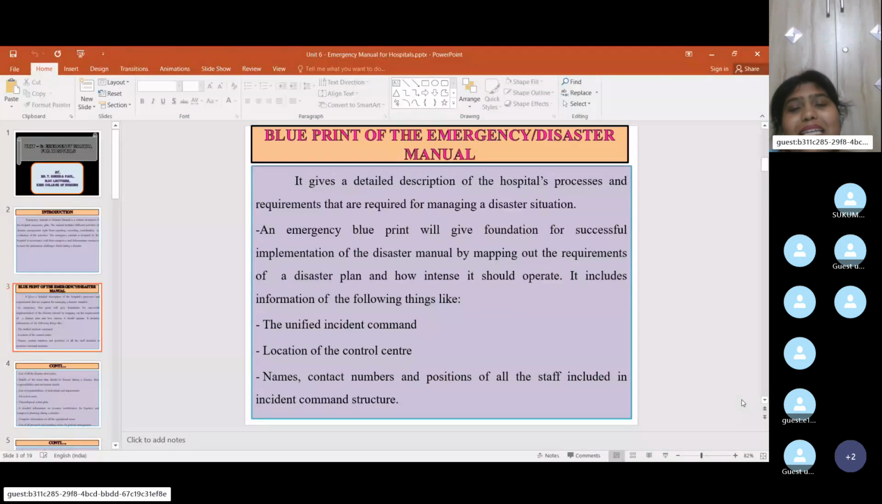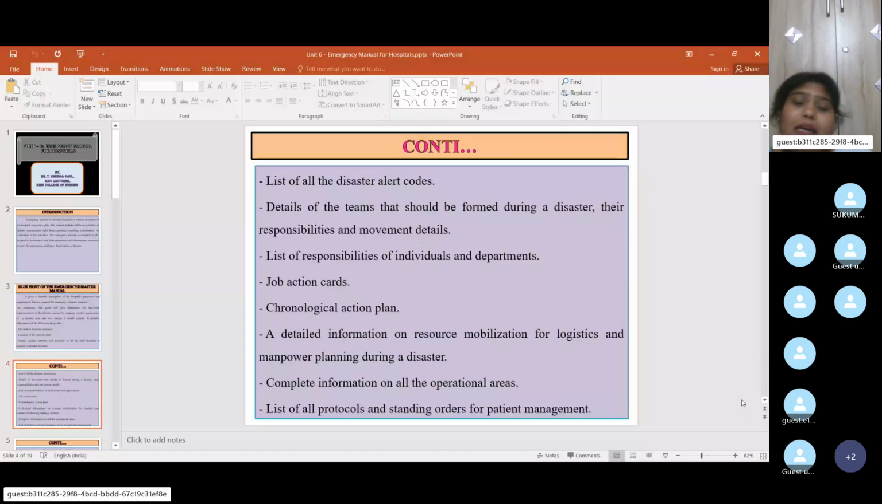So basically, this blueprint consists of a whole description about how the disaster plan will be activated, how people will come to the incident area to rescue and evacuate people, and what all departments will collaborate in safeguarding people. Also there will be a name list of the people who are the emergency disaster management team. Then a list of all the disaster alert codes. All the hospitals have different codes, which we will discuss further.